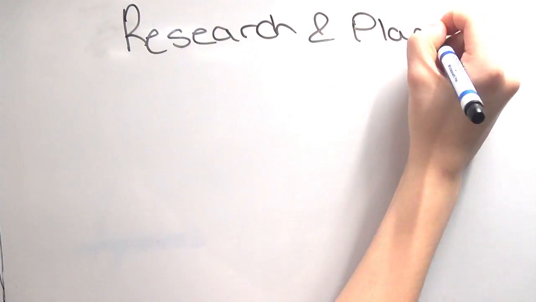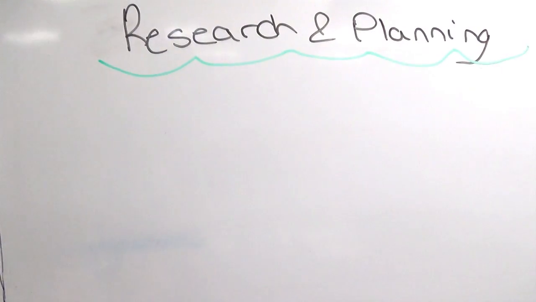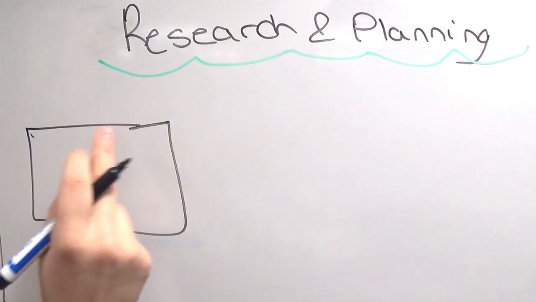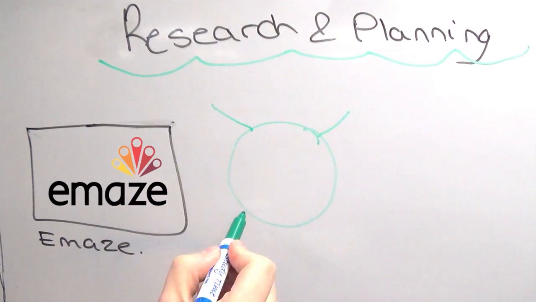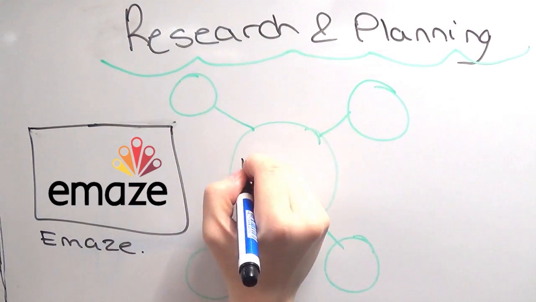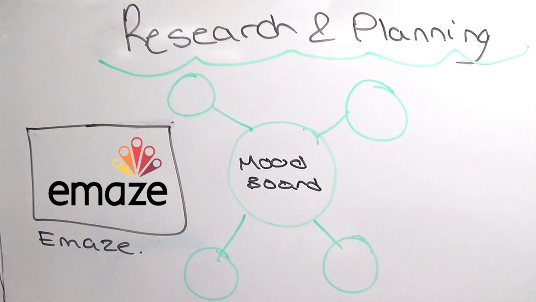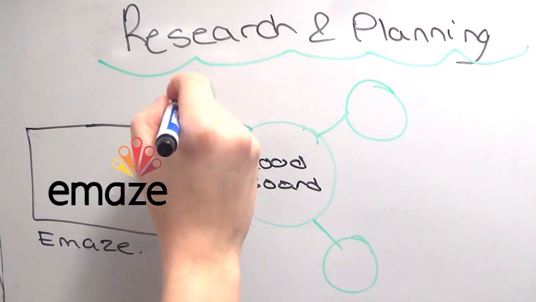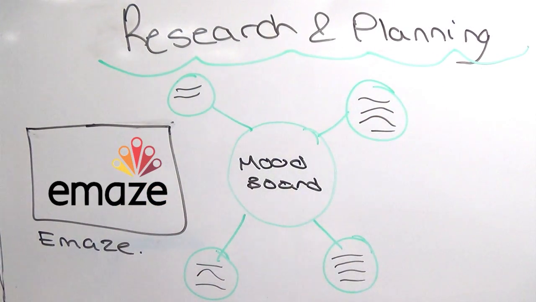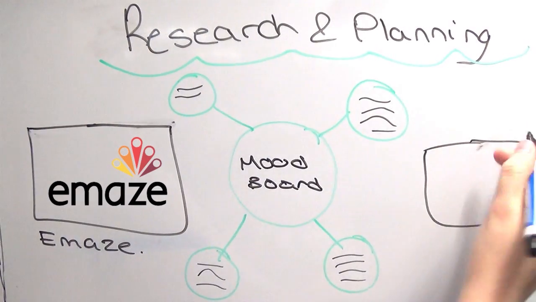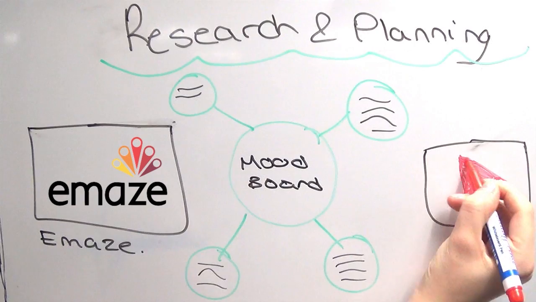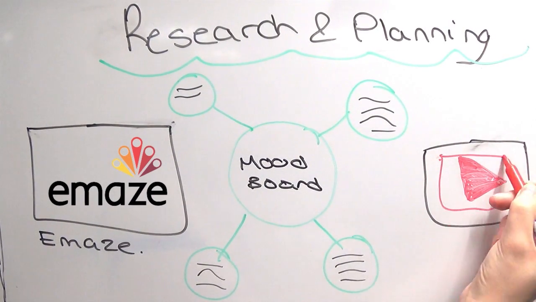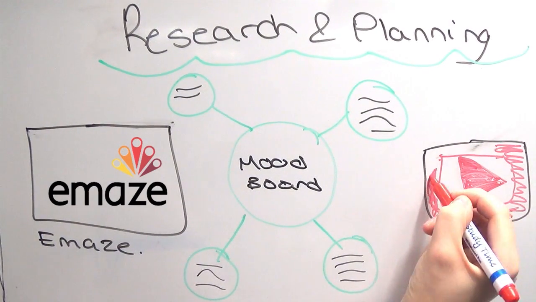Research and planning. Starting with the research and planning stages, the key pieces of technology we used were Emaze, Prezi, and YouTube. All of these programs are examples of software and were very helpful in helping us present our magazine, tour poster and album research.